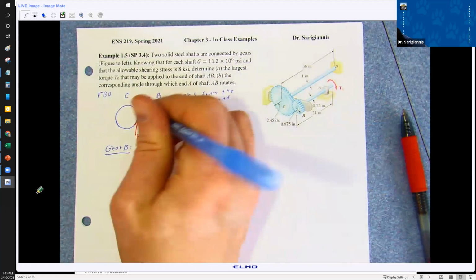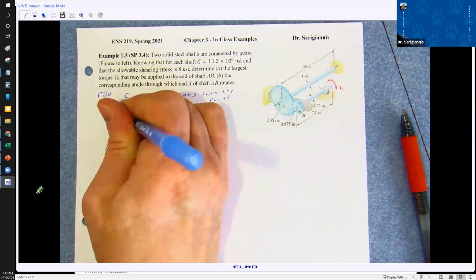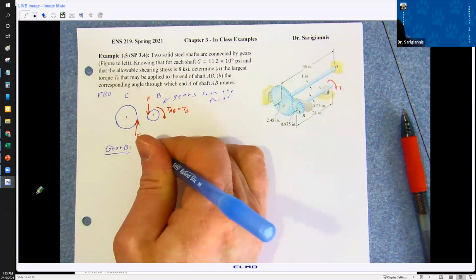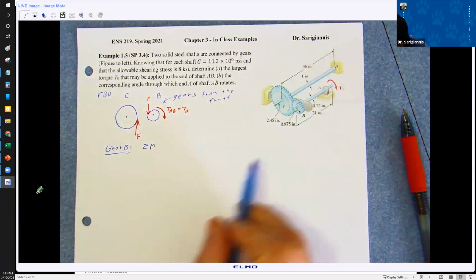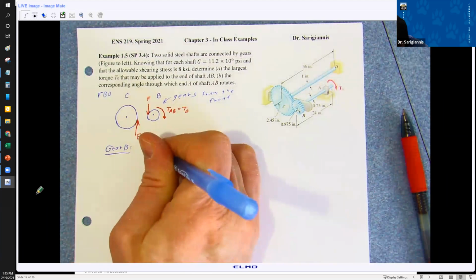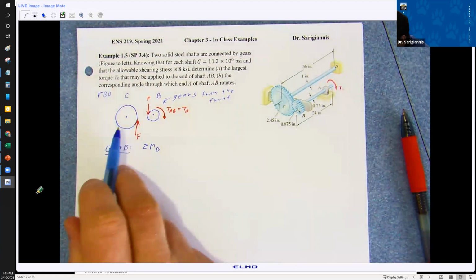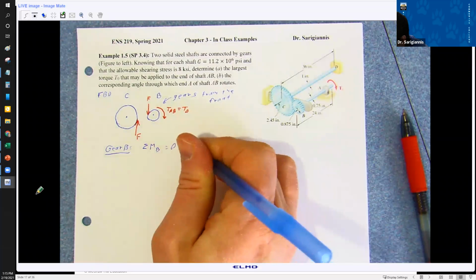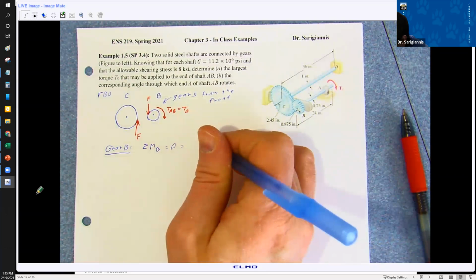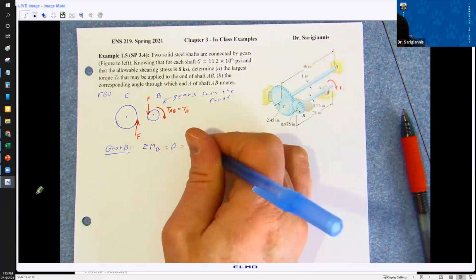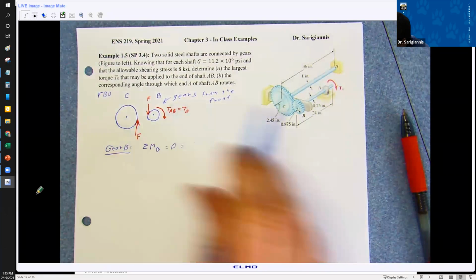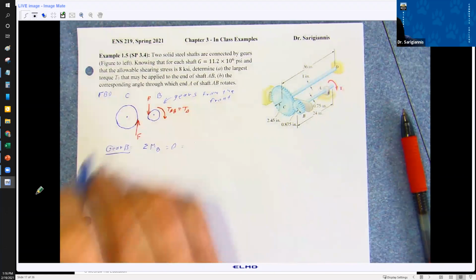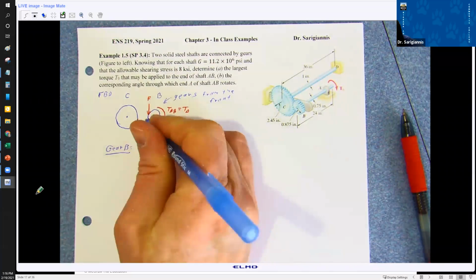For gear B, oh, you know what? I need to draw a little center point here. The sum of the moments, I'm going to use a letter for the center point, so C and B. The sum of the moments about B is equal to 0. And you can write this as a force times a perpendicular distance. So we've got a force. Oh, that's what I forgot, a distance. Well, yeah, the radius here. These are so tiny.